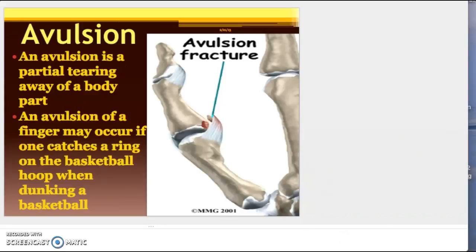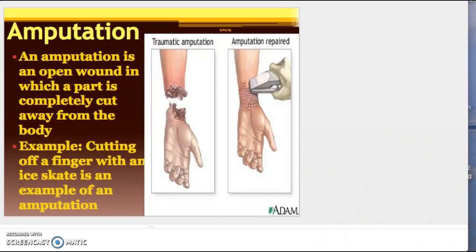Our next one is avulsion. We will see avulsion again when we talk about bones, but an avulsion is a tearing away of the tendon or the ligament from where it attaches to the bone. In the picture, you can see on that thumb that the tendon or ligament is pulled away. Because it is unattached, it is an injury to the soft tissue, but it also peels away a part of the bone, and that's why we will see this again when we talk about bones.